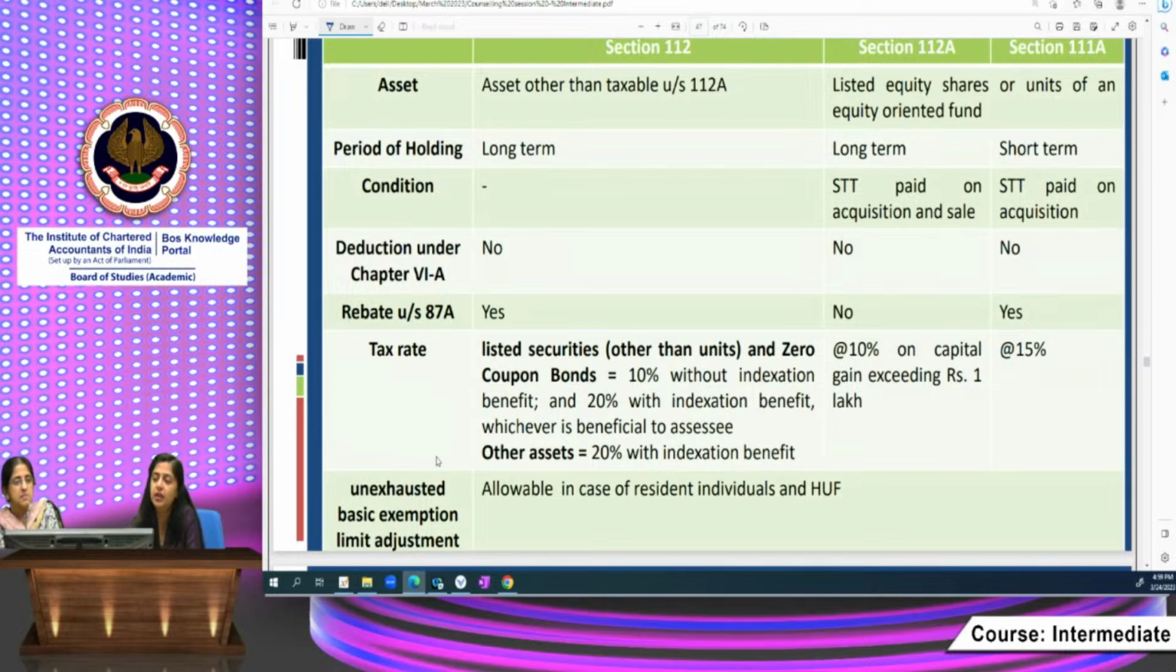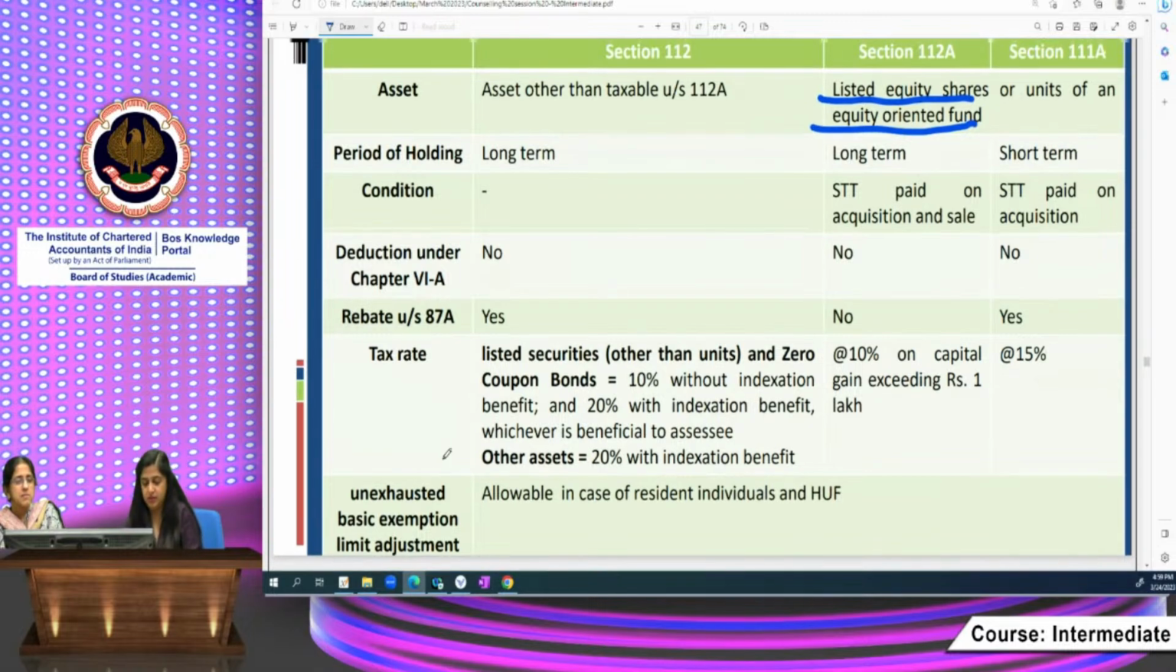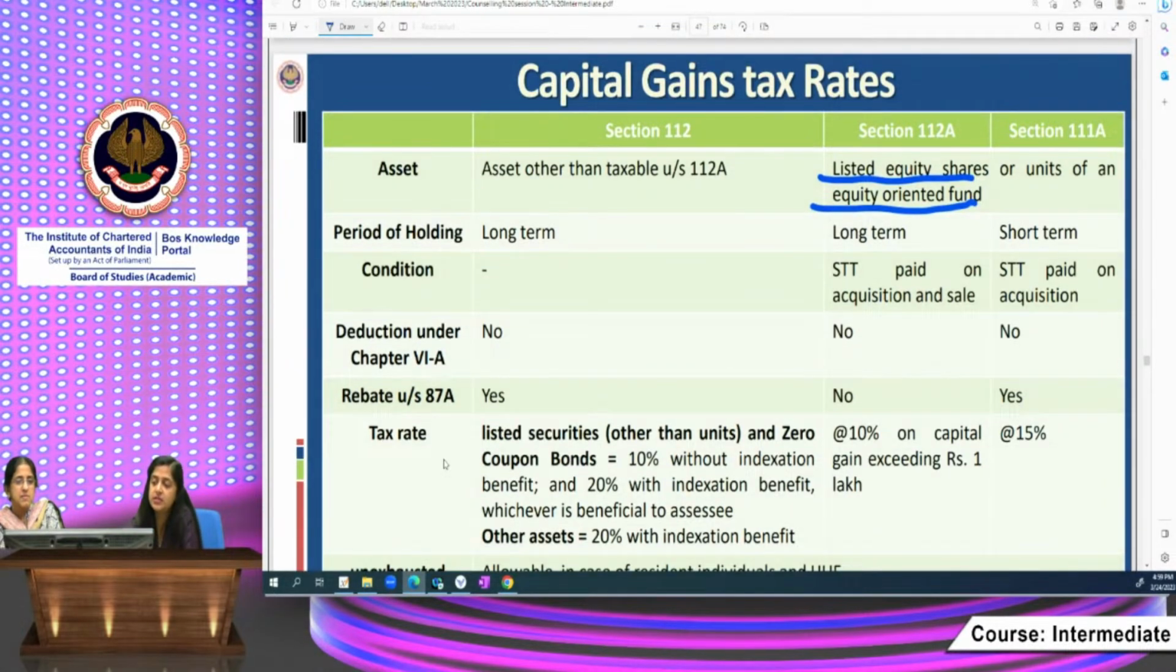So if any capital asset, whether it's a listed equity share or equity oriented fund, is a long term capital asset, then it will be taxable under section 112A if STT is paid on acquisition and sale. If STT is not paid on acquisition and sale, then definitely it will go under section 112.